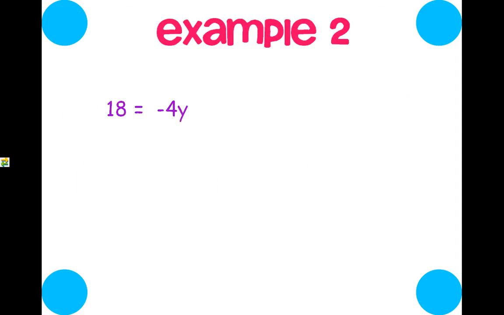Example number 2. 18 equals -4y. We want to find y, so where is it? To the right. What is in our way? Right now that -4 is in our way, so we've got to get rid of it. If we look here, we're multiplying -4 times y. So we're going to have to do the inverse operation of multiply, which is divide, to get rid of it.